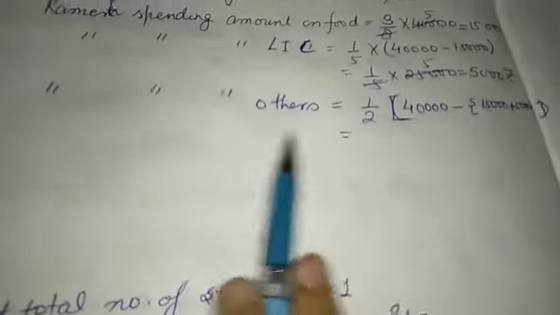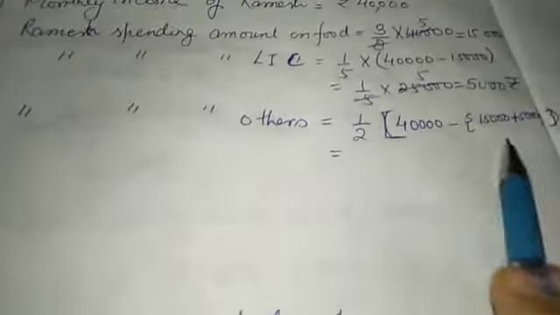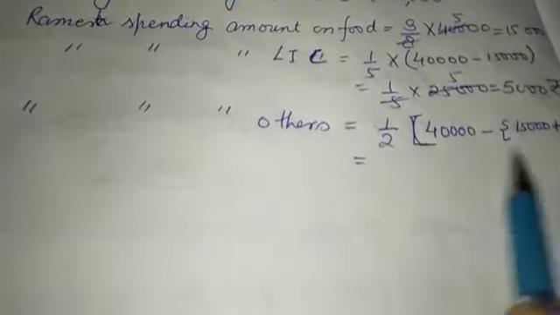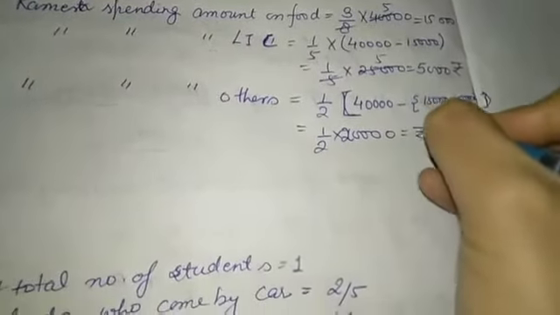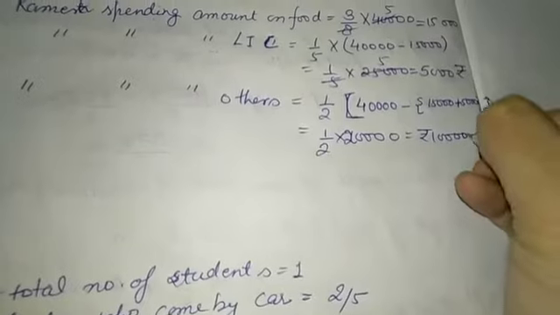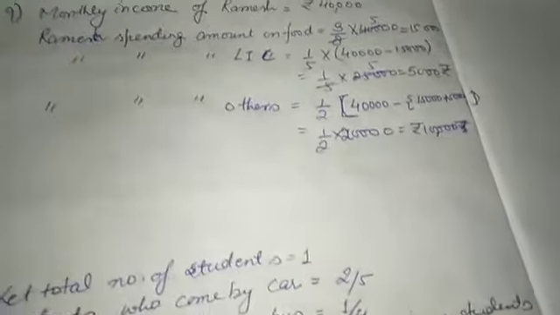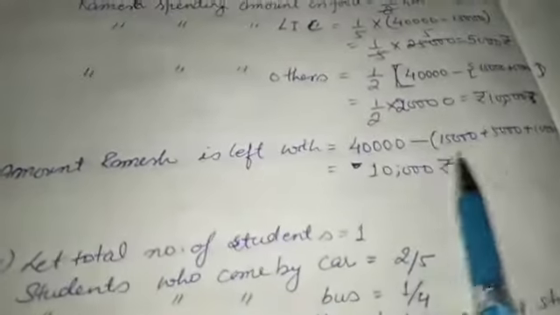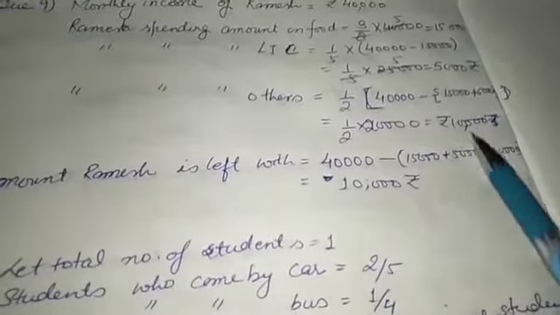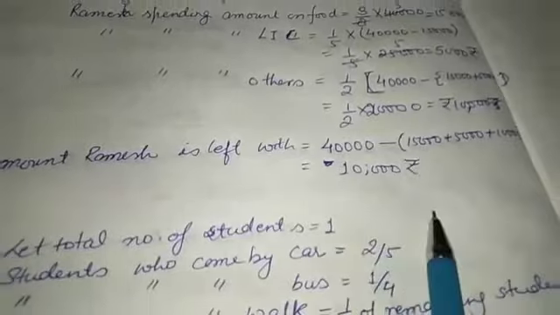Ramesh is spending on the others half of the left amount. 40,000 minus 15,000 plus 5,000, that is 20,000, half of it, so he is spending rupees 10,000 on the others. Okay, now the amount he is left with is 40,000 minus all the amount he spent, is 10,000 rupees. This is the answer.